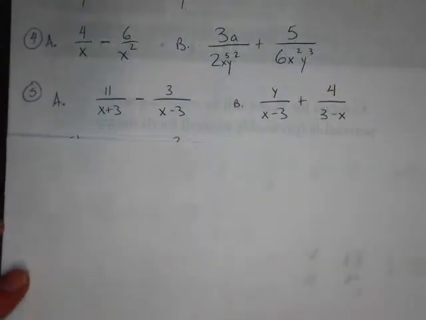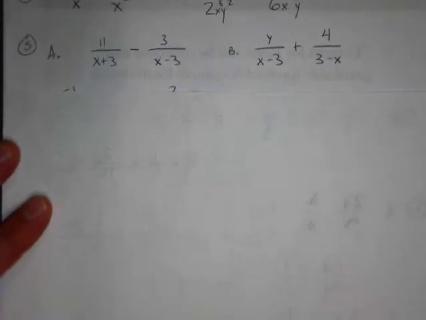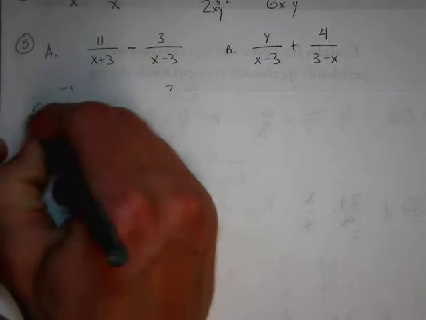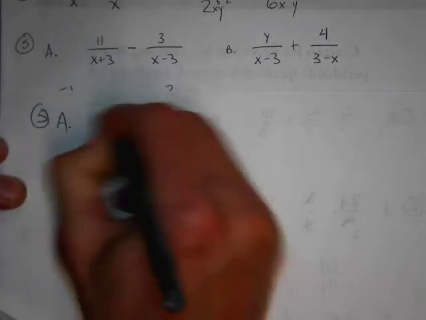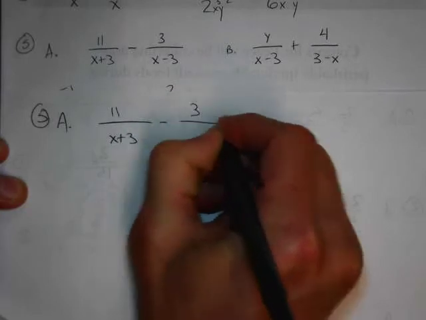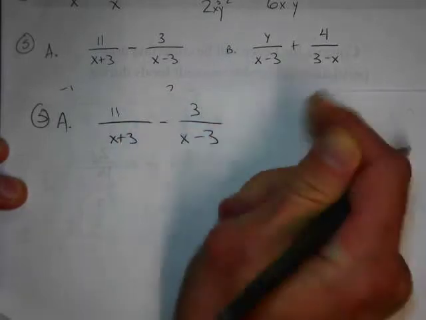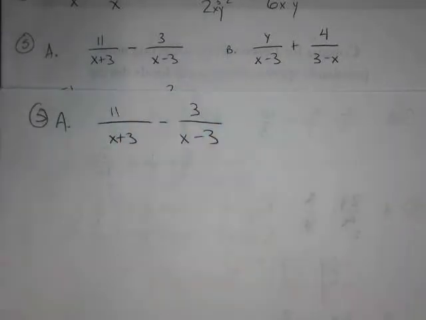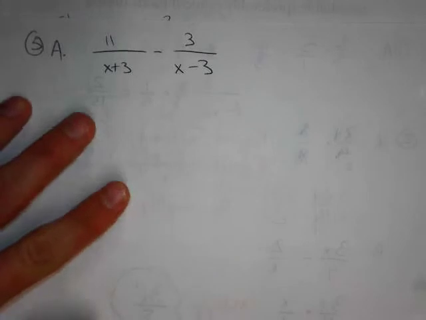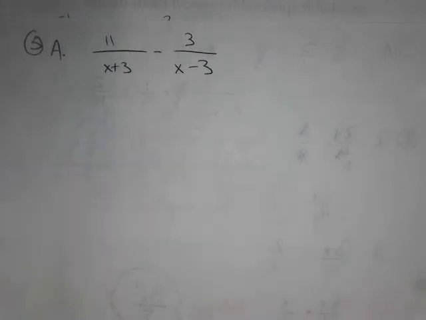So when we look at example 5, we have these two rational expressions that we're going to be simplifying through addition or subtraction. And hopefully we notice right away that in example A, our denominators are not the same, right? So our denominators are totally not the same. We're going to have to somehow find a way to get the same denominator.